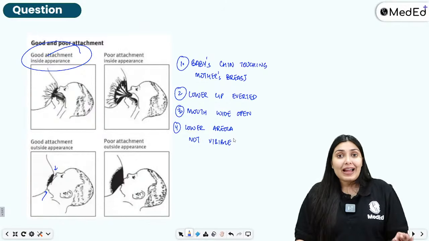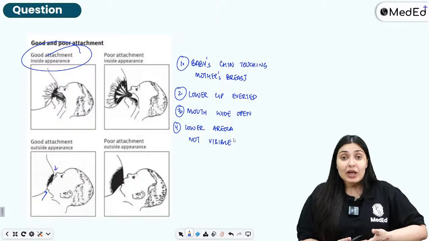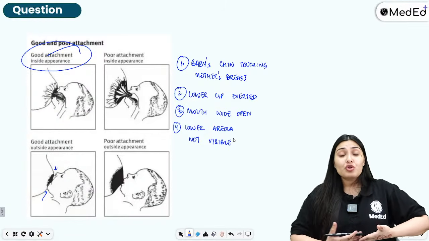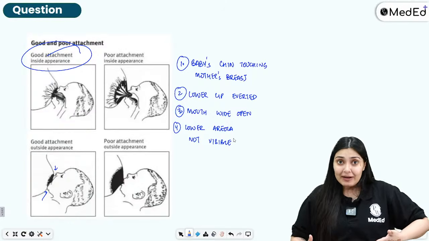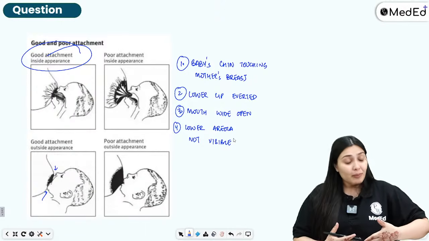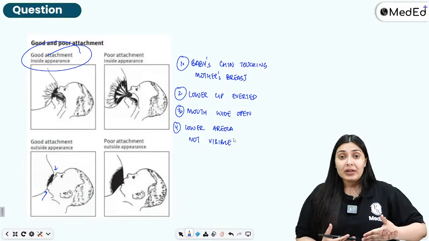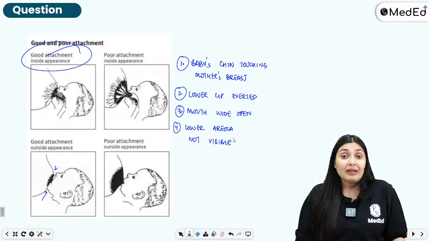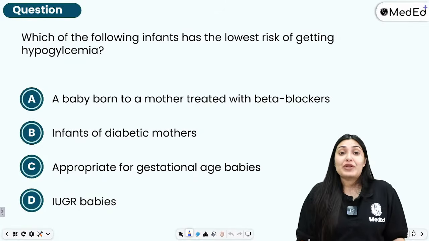Apart from this good attachment, they also ask about the position in which you breastfeed the child. So remember, how do we breastfeed? What is the position that is recommended? The baby should be in a straight line. That means the body and the head of the baby should be in the same plane. Baby's abdomen should be touching the mother's abdomen. Mother should be looking at the baby. Right? So this would be the ideal position. So remember, good position and good attachment are very important while breastfeeding. Let's move to the next question.